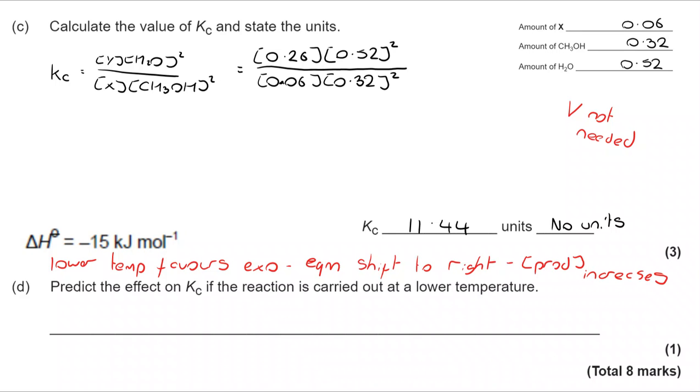Now that means that we've got an increased concentration of products, a decreased concentration of reactants. So if I then look at those numbers within the expression that we have, that means that Kc is going to go up.